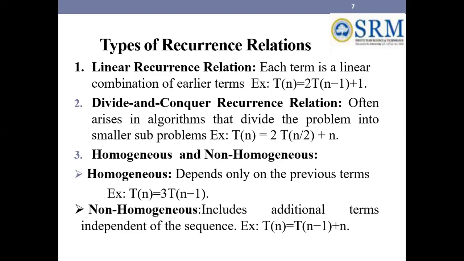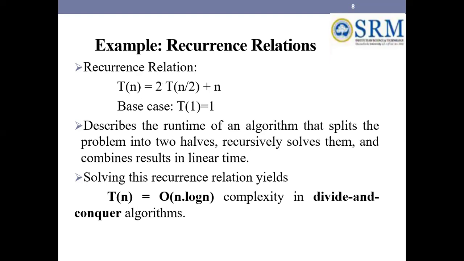And the third one is homogeneous and non-homogeneous. Homogeneous means it depends on the previous term with the same pattern. T of n is 3 into T of n minus 1, or 5 into T of n minus 2. Like that, this is called homogeneous. Non-homogeneous means additional terms independent of the sequence. For example, T of n equal to T of n minus 1 plus n. So an additional term added to the equation will not make the equation homogeneous. When we add the new term, it becomes non-homogeneous.